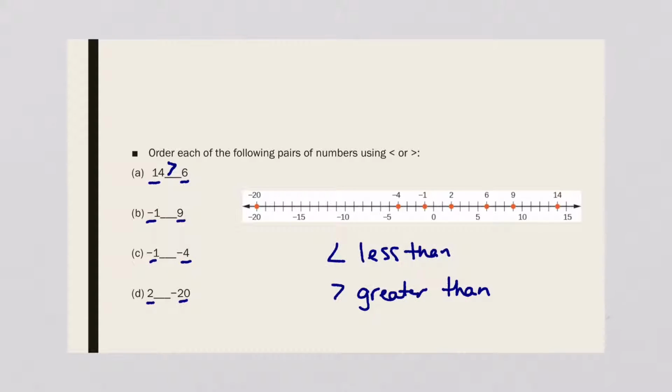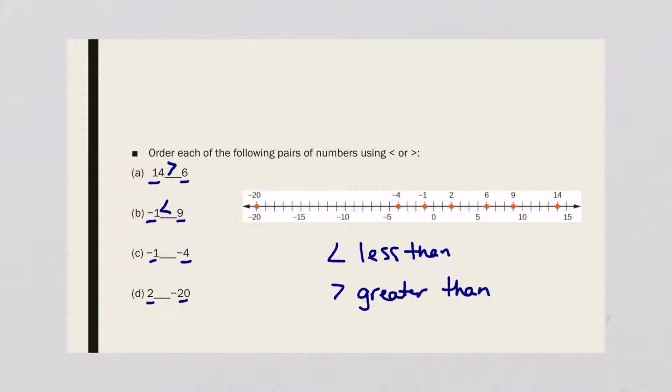Okay, so let's take a look at negative 1 and 9. Negative 1 is right here. Positive 9 is right here. Always, always, always, your positive numbers are bigger than your negative numbers. So in this case, we would put this symbol because 9 is greater than negative 1, or you could say negative 1 is less than 9.